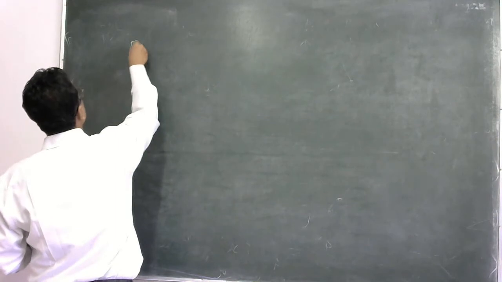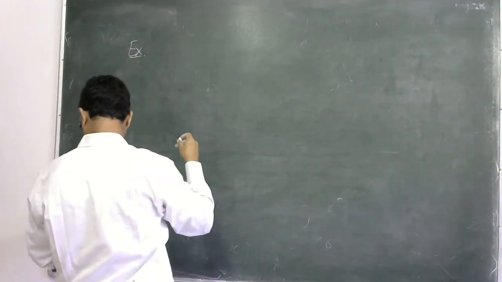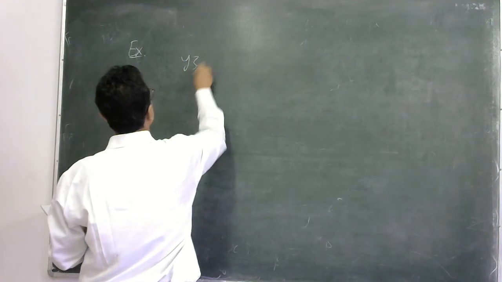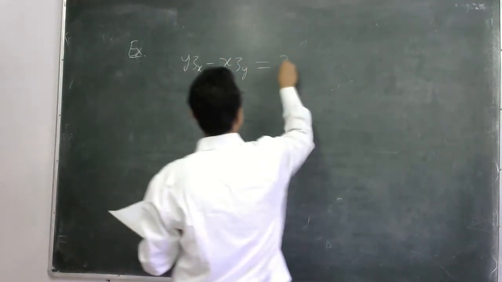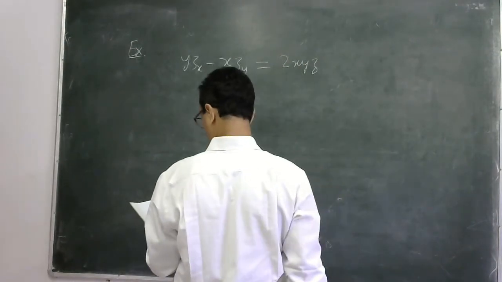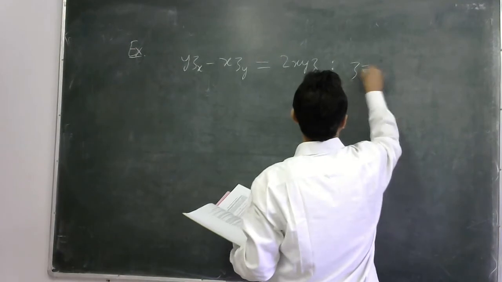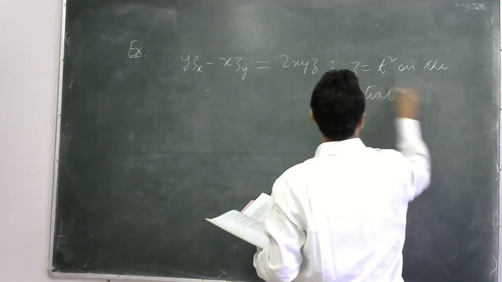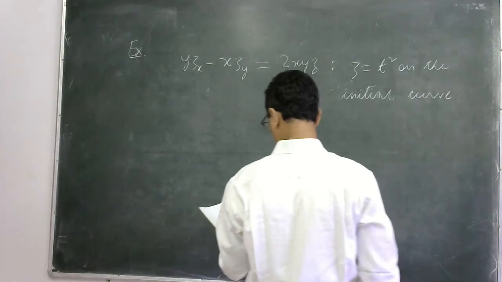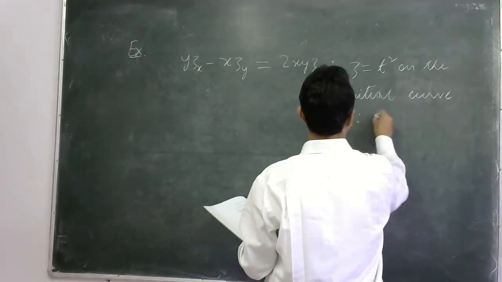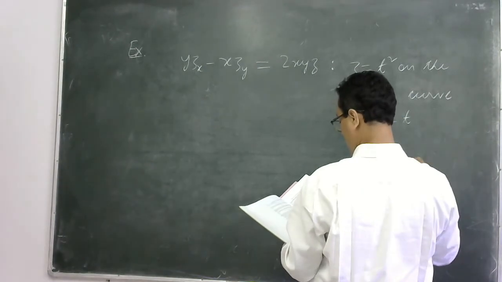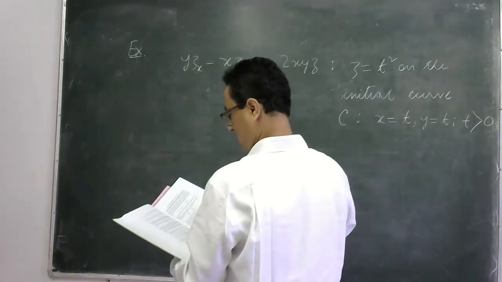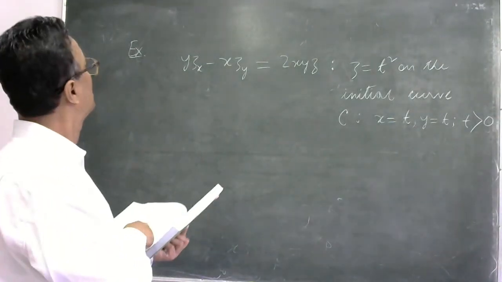So you have to solve this initial value problem. This is y z x minus x z y, 2xy z, and you are given that z equal to t squared on the initial curve C given by x equal to t, y equal to t, and of course t greater than 0.